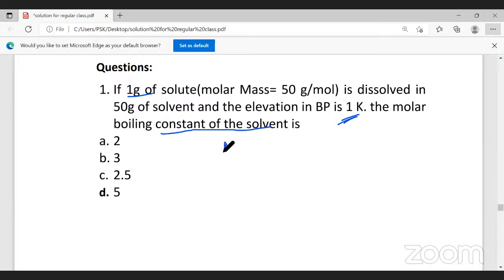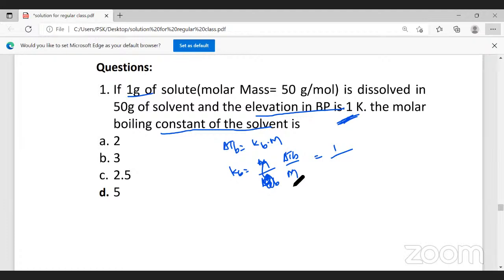So we know that delta TB is equal to Kb into m. So Kb is delta TB by m, molality. They have given delta TB directly, the elevation in boiling point, which is 1 Kelvin. So that will be 1. Molality is not given directly.